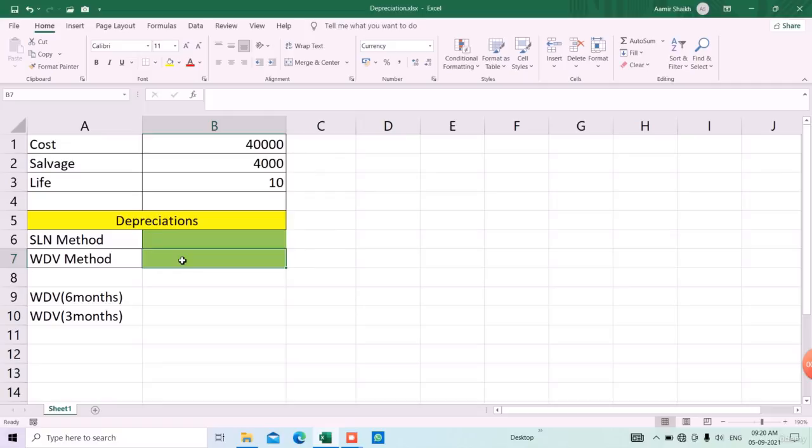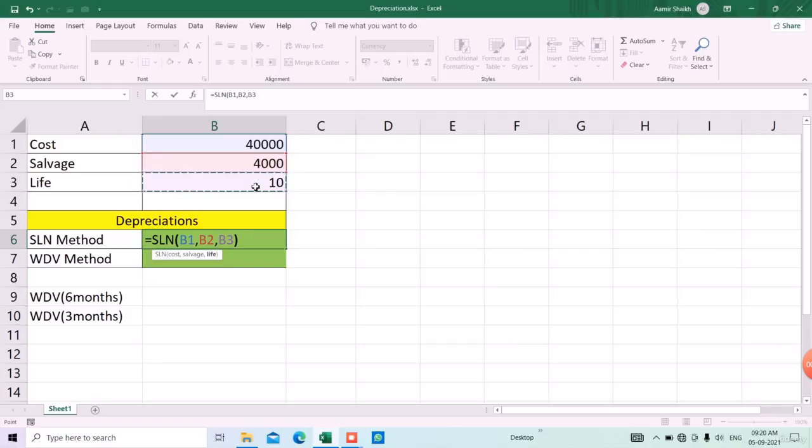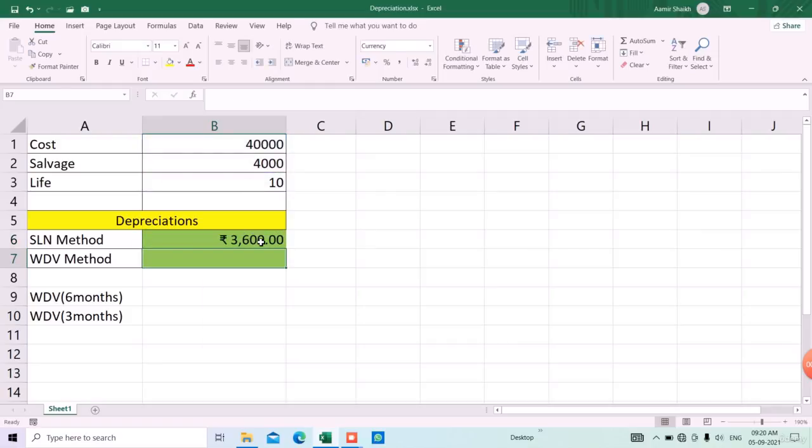In our current case, the cost of acquisition of a particular asset is 40,000. The salvage value, that is an estimation of the scrap value after its useful life, will be 4,000, and the life is 10 years. Now how do we calculate depreciation? For the SLN method, the function in Excel is SLN. So we'll write SLN, bracket open, it's asking for the cost. The cost of acquisition is 40, comma, salvage is 4, and useful life is 10 years. I'll press enter, and as you can see, this is how I can find the depreciation for 1 year.